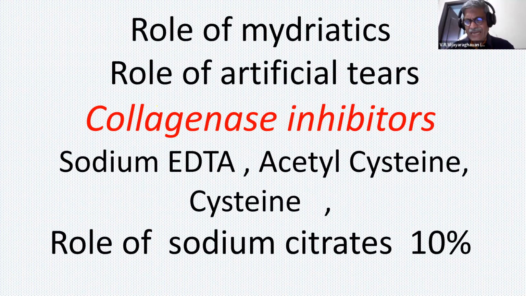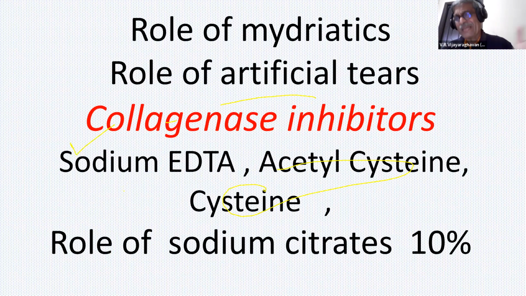Zinc also is a must for the activity of collagenase. Zinc has to be there, then only collagenase can work. When the zinc is not there, collagenase cannot work. That means you can at least prevent the perforation. So after chemical injury, you can prevent perforations by collagenase inhibitors. It's a common exam question. When you are asked about collagenase inhibitors, you must say there are some drugs which directly inhibit the collagenase: acetyl cysteine and cysteine. These directly prevent collagenase, whereas EDTA and tetracyclines are indirectly acting.